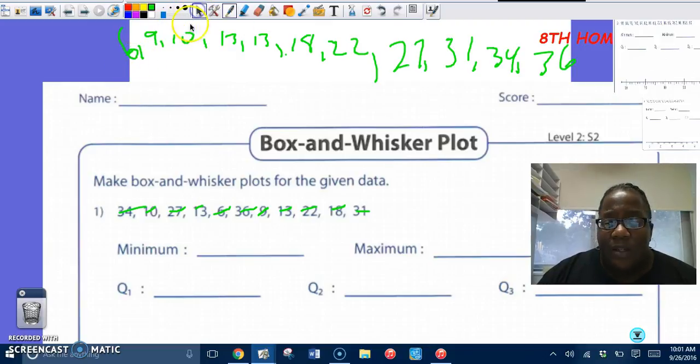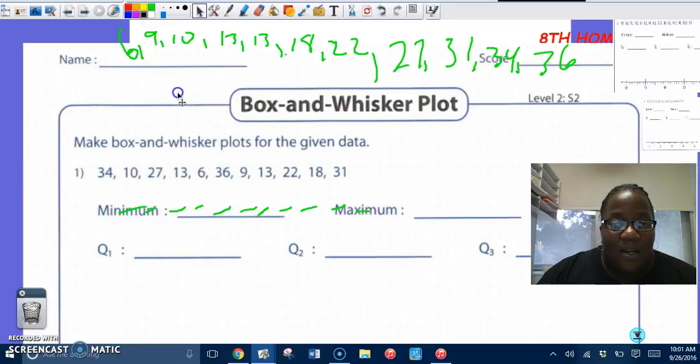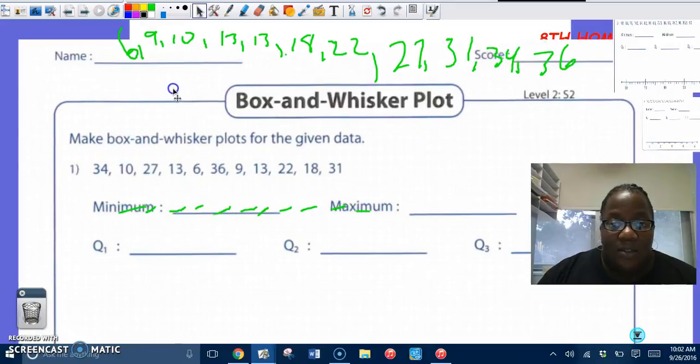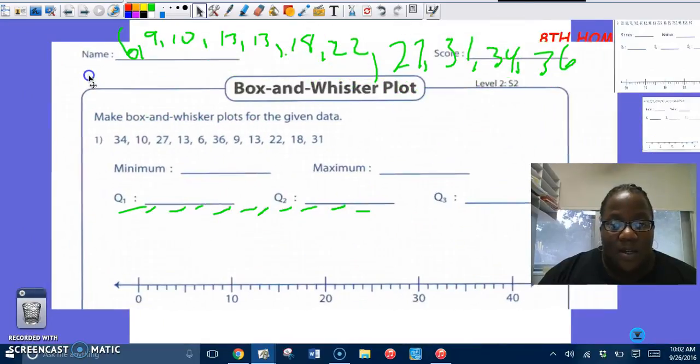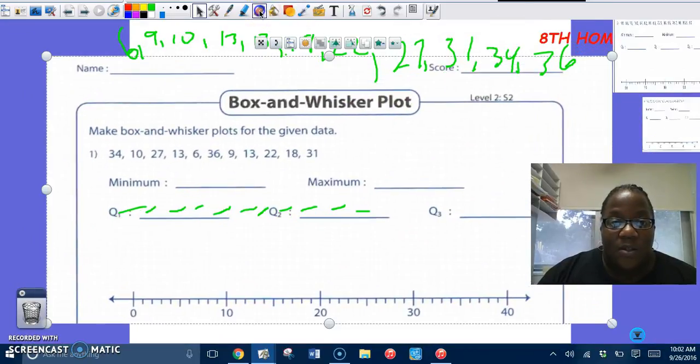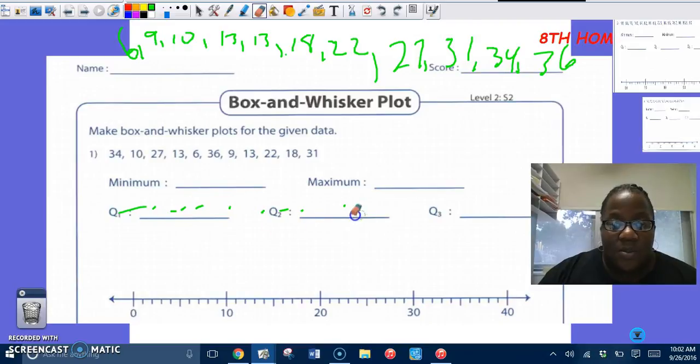Here we go. Okay, so I have my numbers up there. I'll make this smaller so I can see everything. I don't need those marks anymore because I have my numbers up there. And now I can start answering these questions. First question, what is the minimum number? Minimum number looks like it's going to be 6. Remember, minimum is the smallest number. Maximum is the largest. What's our largest number that we have here?